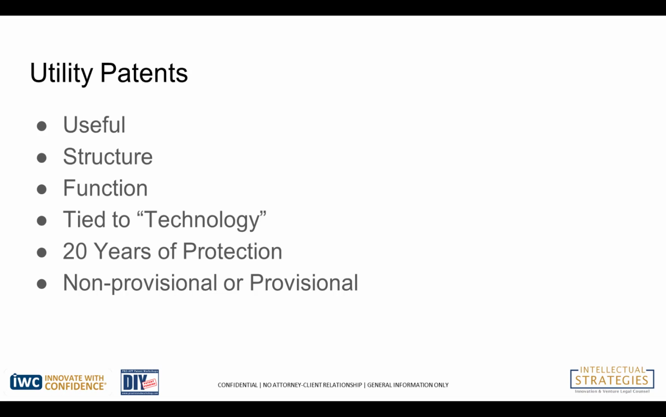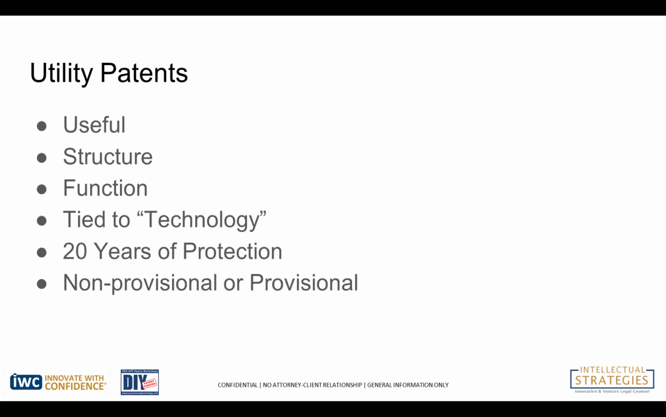A provisional patent application, in contrast, is really meant to be a placeholder. It buys you a 12-month period in which you can get your patent application on file with the Patent Office and get a filing date. The filing date is important because it allows you to save your place in line to show that you had filed your application prior to other people who might file an application on a similar invention after your filing date.